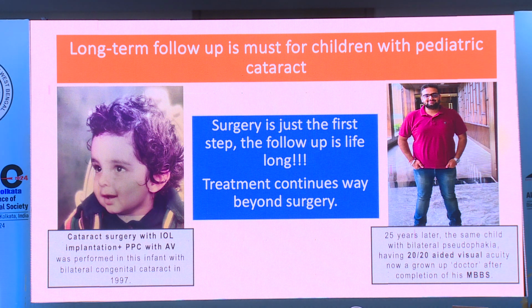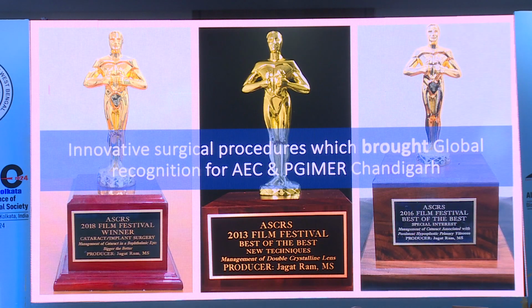Long-term follow-up is important in these children with pediatric cataract. This is one child operated in 1997, and 25 years later he has completed his MBBS only recently, last year, because he had excellent vision.